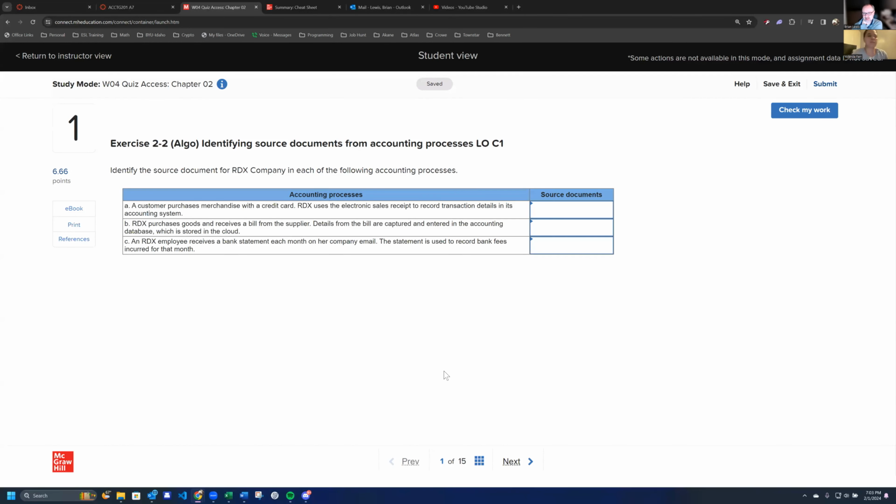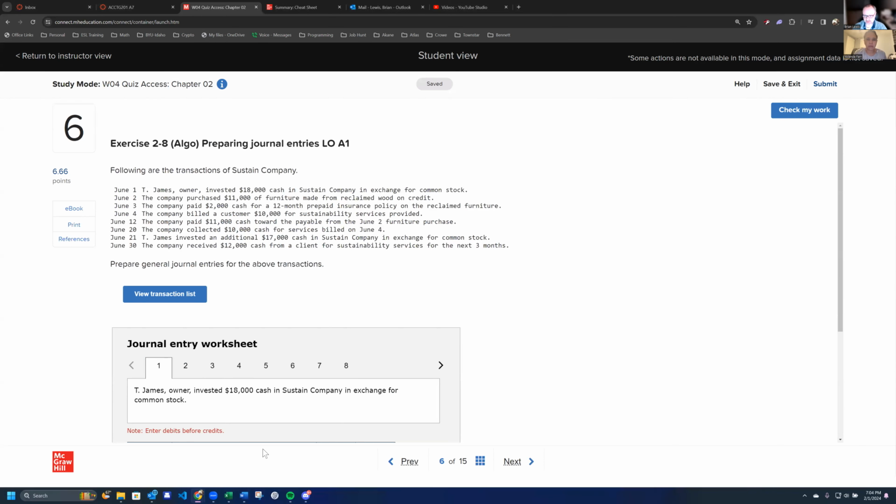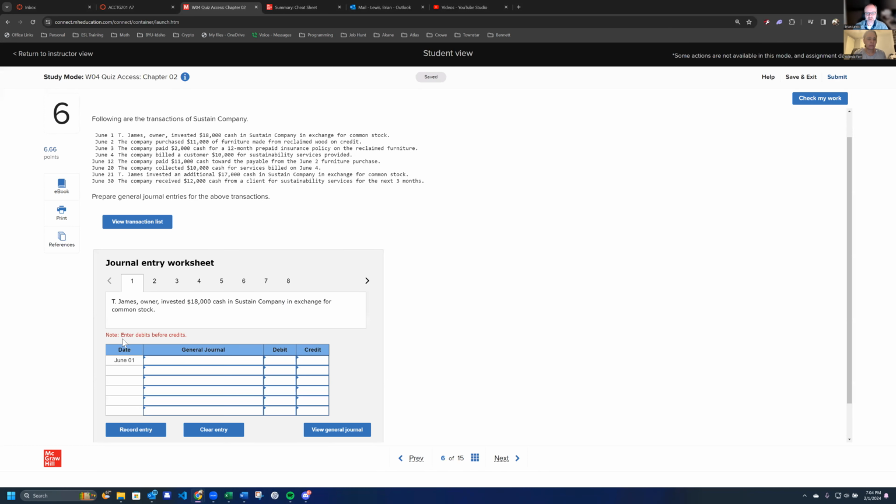Let's see. Okay, so if we go to 6, 6 is where they provide a variety of transactions and ask you to journal them. There's going to be a combination of debits and credits associated with this. Let me do this a couple different ways. I can just use Excel. Let me make this a tad smaller so I can see the whole thing.